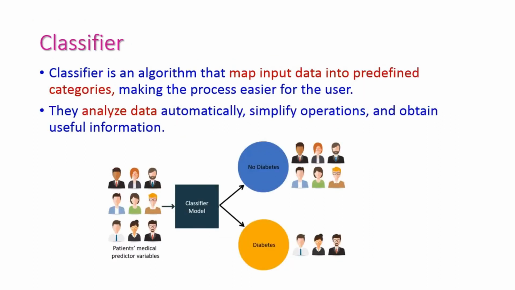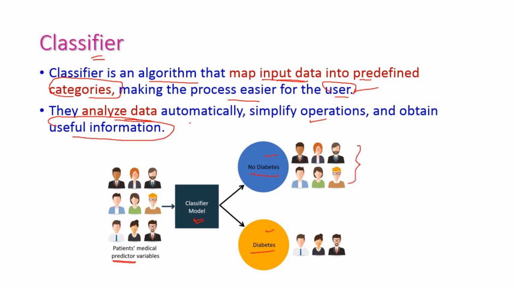The classifier is an AI algorithm which maps the input data to predefined categories, and it is used to make the process easier for the user, right? The classifier will analyze the data automatically, and it simplifies the operations and obtains useful information. Here we have a patient's medical data. From this data the classifier model will classify the patients who have diabetes and the non-diabetes patients. So by using the classifier we can easily classify the patients into different sets of classes.